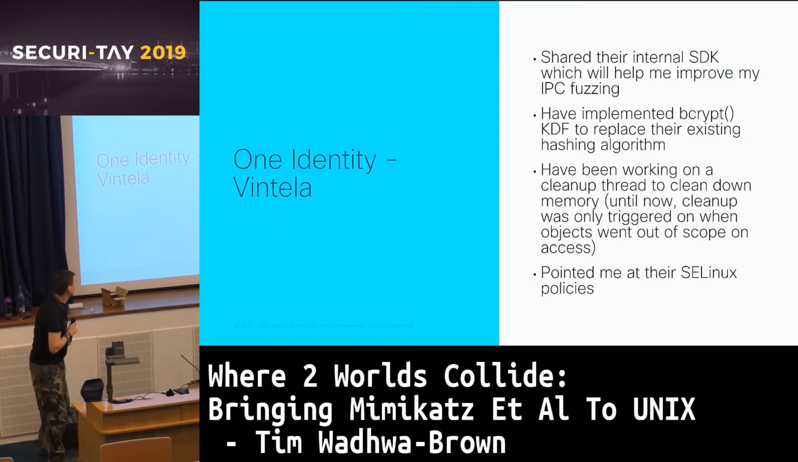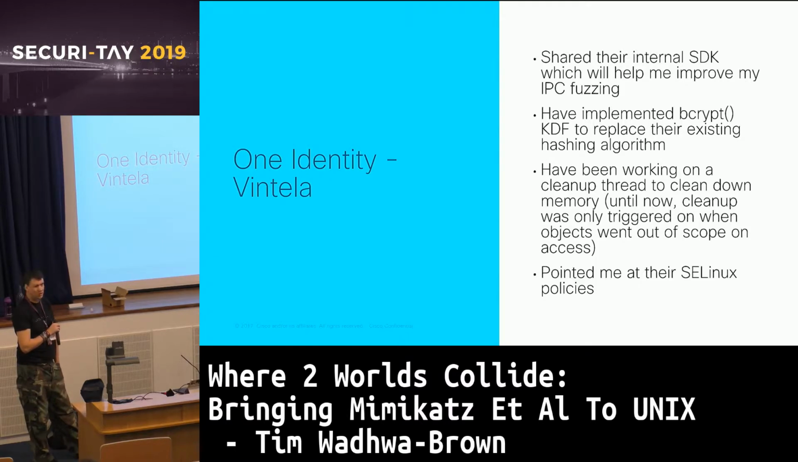So speaking of responses, that's what Vintella did. Ironically, by the time they sent me their IPC framework, I'd already figured out enough that I was quite happy making things do what I wanted them to do. But they actually shared their internal SDK, which I thought was pretty sweet. There's very few vendors out there that go that far in extending an olive branch where the security researcher comes and says, hey, I've got some problems with what you've been doing. They re-implemented the hashing algorithm for their caching infrastructure.